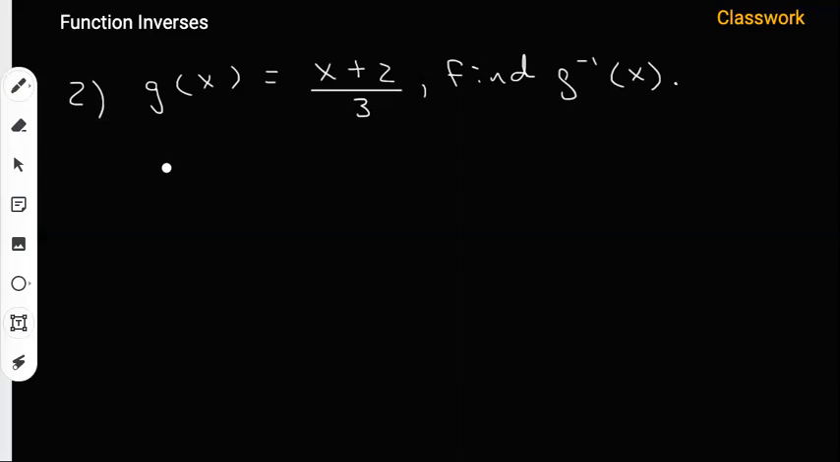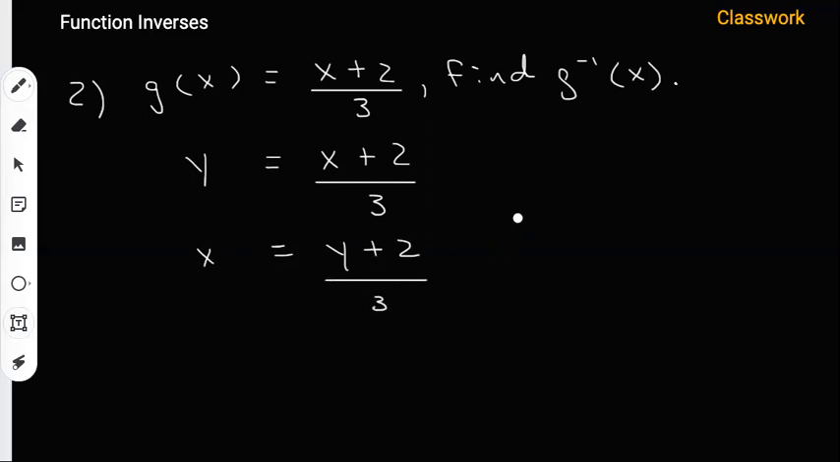So what am I going to do first? I'm going to replace g of x with a y, because I can always write g of x or f of x as y, right? But everything on the other side is going to stay the same. Okay, so I replace g of x with a y. And now what I want to do is I want to interchange or switch x and y. So everywhere I see a y, I'm going to put an x, right? Everywhere I see an x, I'm going to put a y. So I get y plus 2 on top, and I'm still dividing everything by 3.